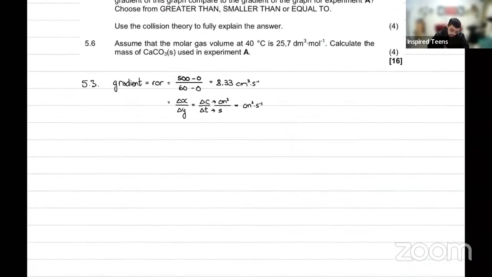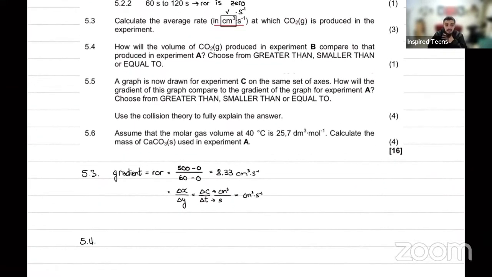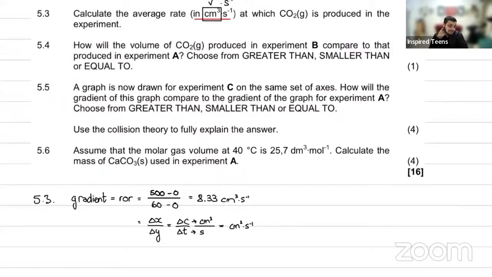Let's look at 5.4. How will the volume of carbon dioxide produced in experiment B compare to that produced in experiment A? Choose from greater than, smaller than, or equal to.